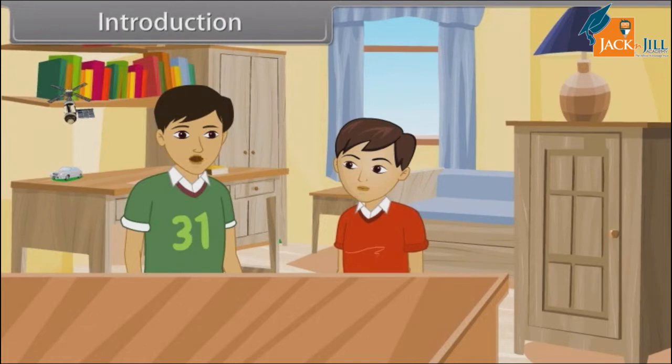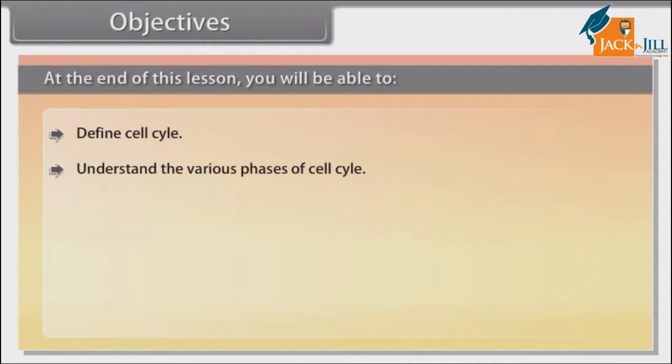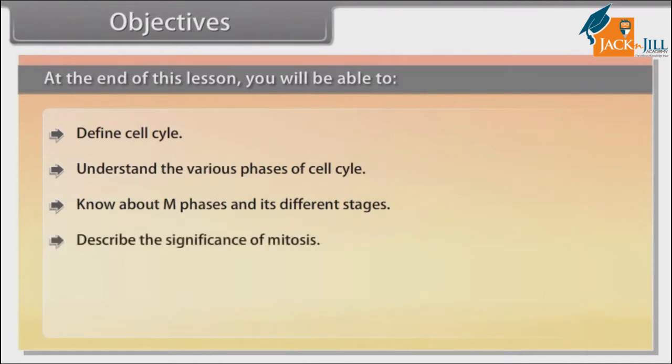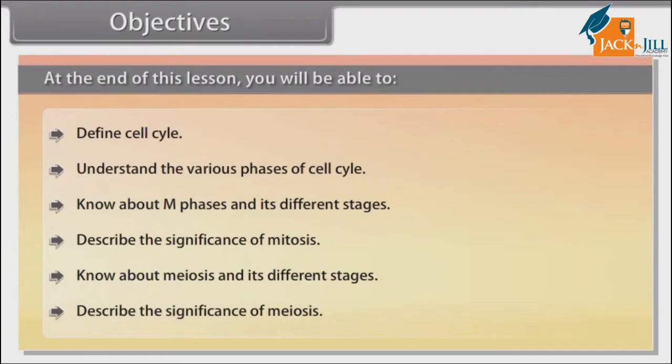Okay, I tell you about the different phases of cell cycle and cell division. Objectives. At the end of this lesson, you'll be able to define cell cycle, understand the various phases of cell cycle, know about M phases and its different stages, describe the significance of mitosis, know about meiosis and its different stages, describe the significance of meiosis.